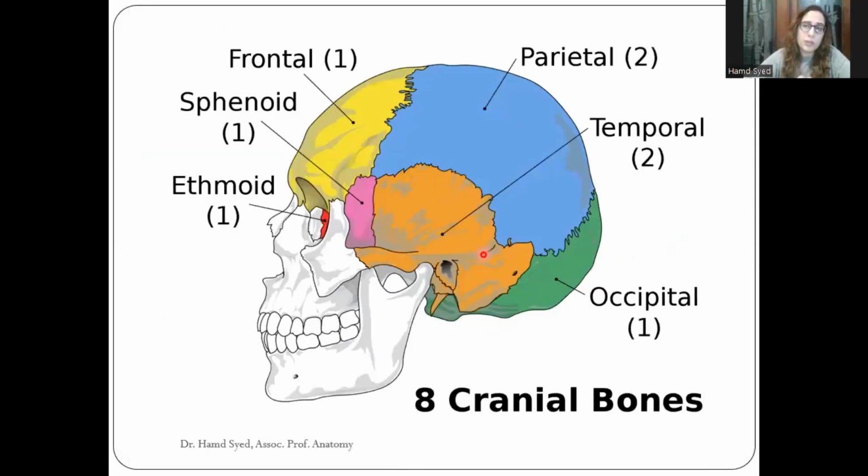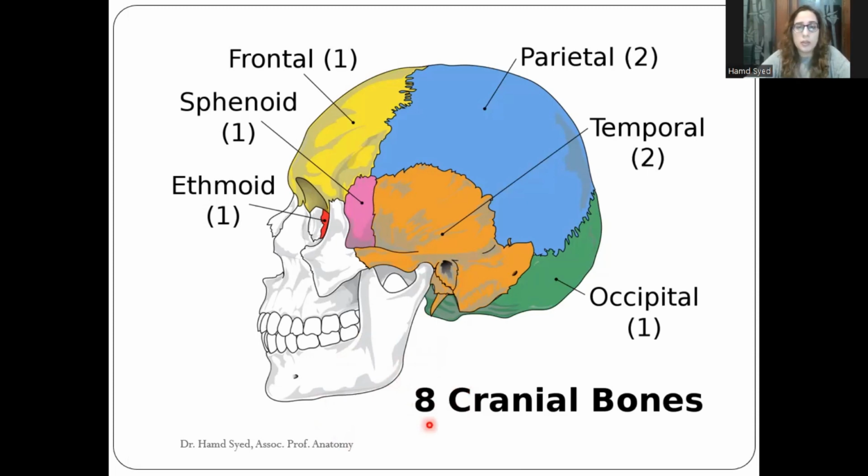Now, how many bones are present within the cranium? Well, first we will look at the number of bones present within the neurocranium or the brain box. These are 8 in number. So remember this number, which is number 8. We have 8 cranial bones.